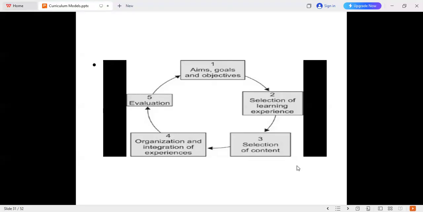Selection of content, same. Organization and integration of experience. New word, integration of experience. Integration, we can see later, we will study integrated curriculum. Evaluation, after fifth, aims, goals, and objectives.